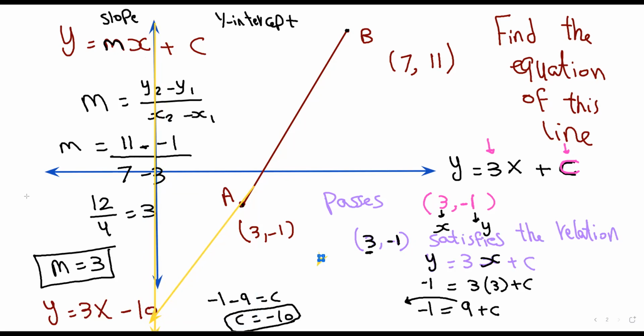So what is the equation of the line again? The equation is y equals 3x minus 10. The equation of the line is y equals 3x minus 10. Did you get it? Yeah.